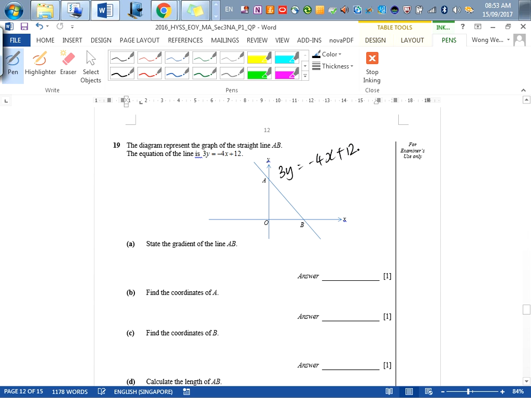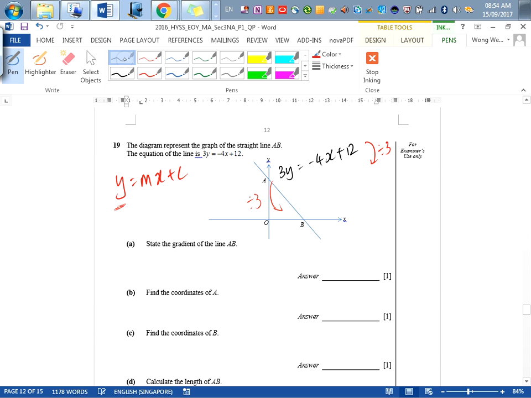Is this of the form y equals mx plus c? Compare with y equals mx plus c. Are they the same? Do I have y over here? Do I have just y? Because over here is just y, right? So I don't have it. So what must I do? Divide by 3 on both sides.